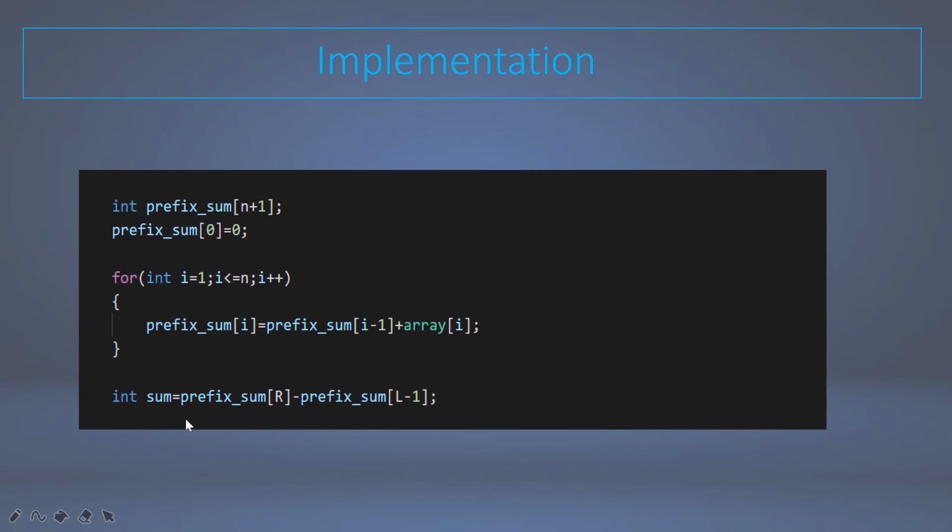Okay, so suppose we have to print the sum from range L to R. We will firstly take the sum from 1 to R. This is inside the index of prefix sum of R, right? Then from this we will subtract the sum from 1 to L minus 1. So this is inside the index of L minus 1 of prefix sum, right? This will be done in constant time in every query. So we are doing simply order of n plus q time complexity in this way, right? So it will not give TLE.